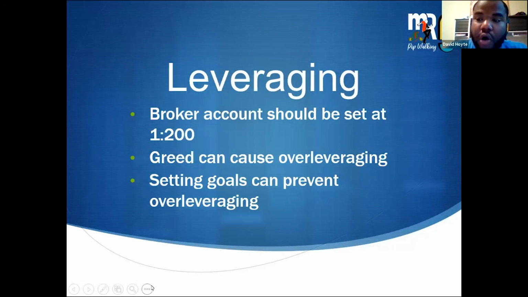So setting goals will basically keep you from over-leveraging your account. And what does that mean? That means if you have a goal posted in front of you, or a goal on your phone as a notification, or written down, and your goal is, okay, I'm shooting for this amount of pips, 10 pips or 20 pips a day. This is my lot size. I'm not going to do anything else until I achieve these goals on that particular day or that particular week.